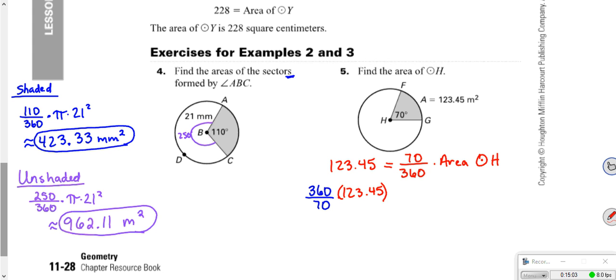Equals area of circle H. Again, got to multiply by the reciprocal to get a fraction off, right? Because you're doing the opposite operation. So if we poke this in the calculator, the area of circle H is approximately 634.89 meters squared. 634.89. That is the area of the circle. Hope that helps. Let's look at practice A.